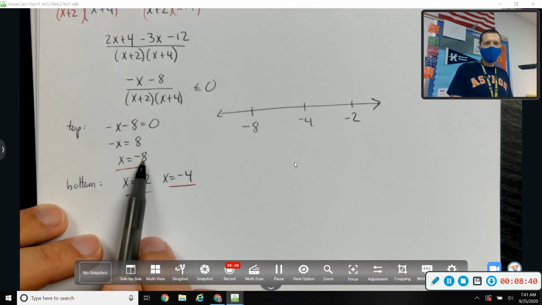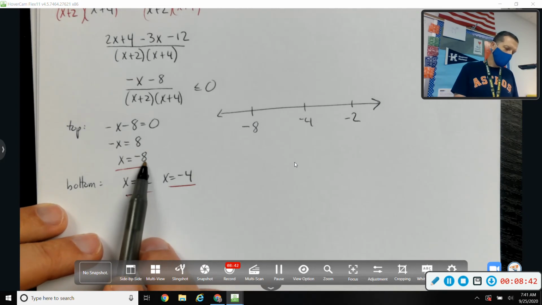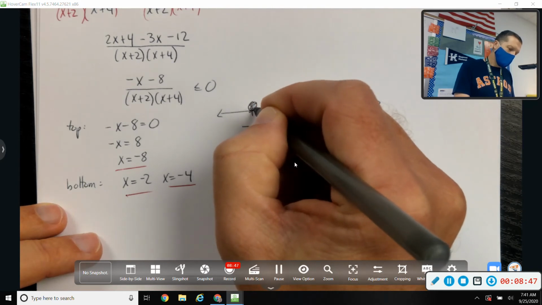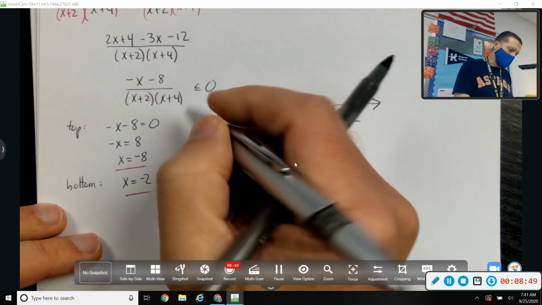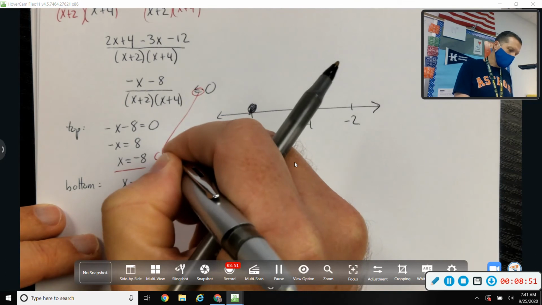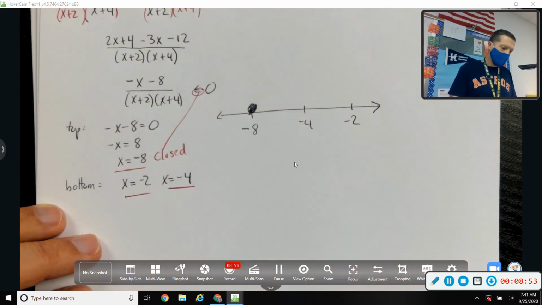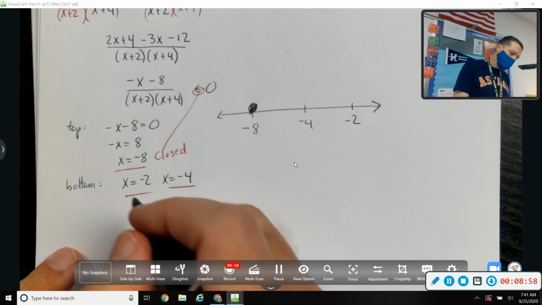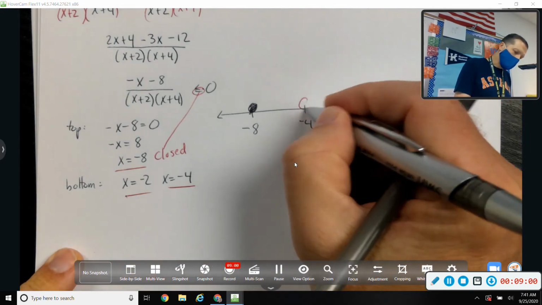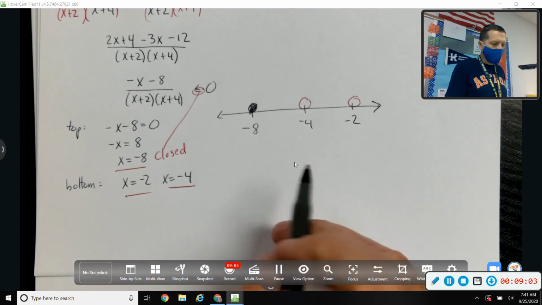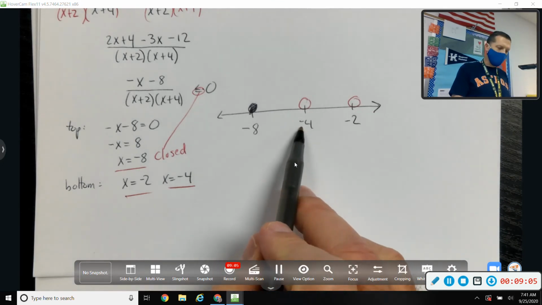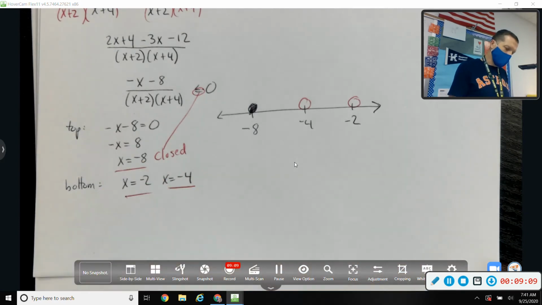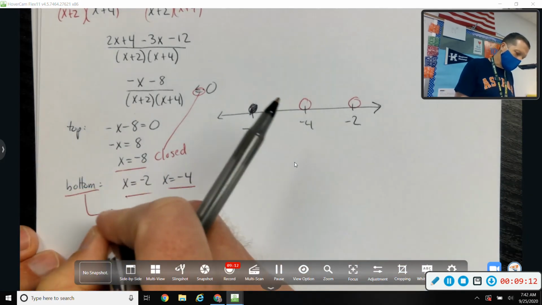At negative 8, are we going closed circle or open circle? Why closed? All right, the equal to part of that means we'll do a closed circle for negative 8. What about for negative 2 and negative 4? Why open? Because they come from the bottom, so they're always open, because you can't divide by 0. If x is negative 4, you're dividing by 0. If x is negative 2, you're dividing by 0. You can't do that. So bottom zeros are always open.